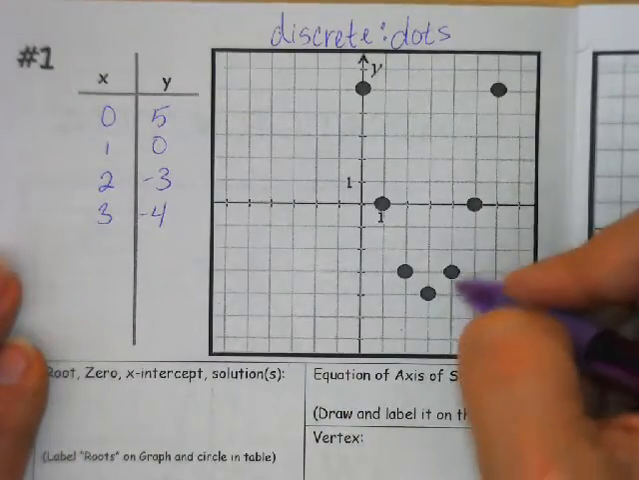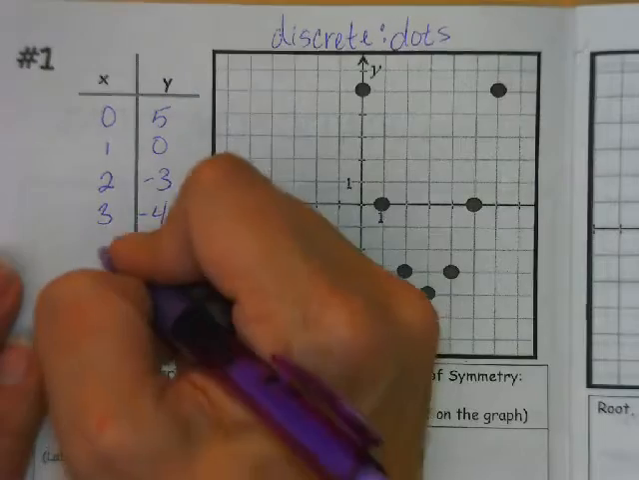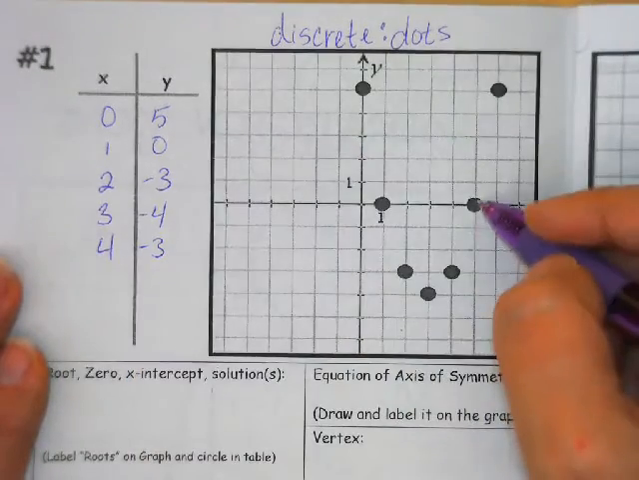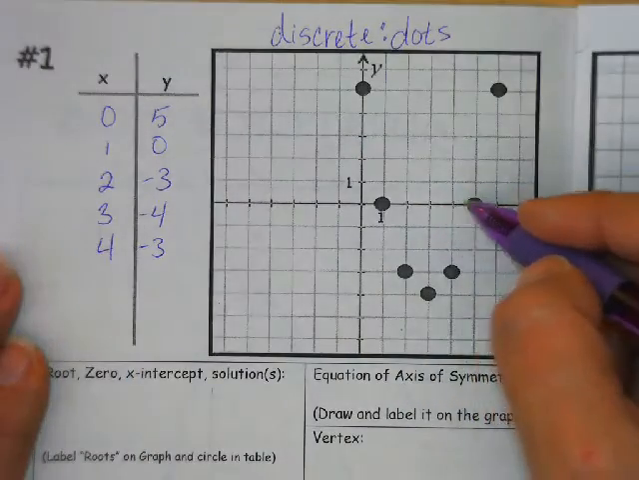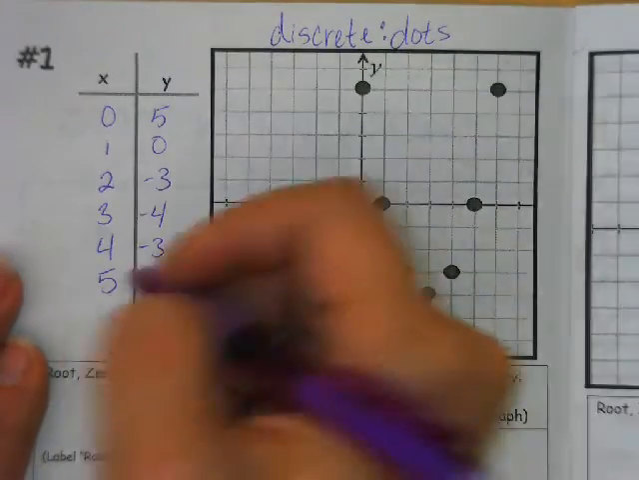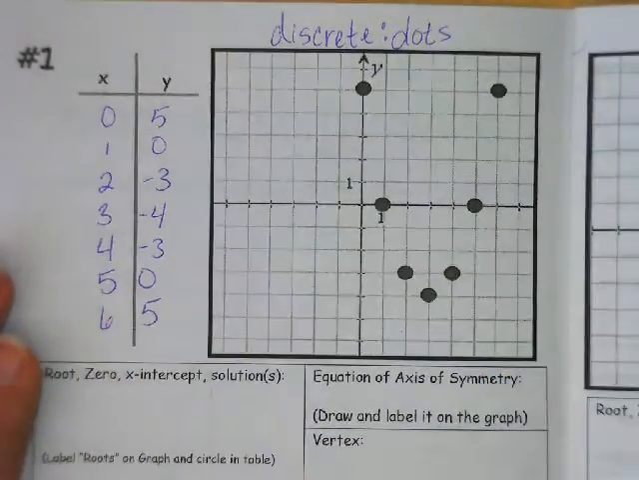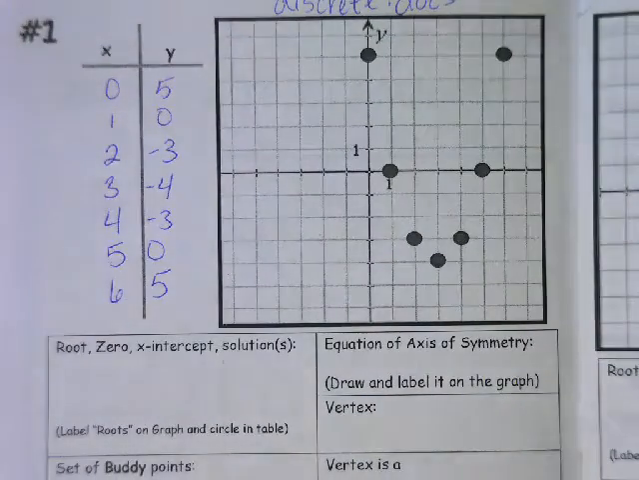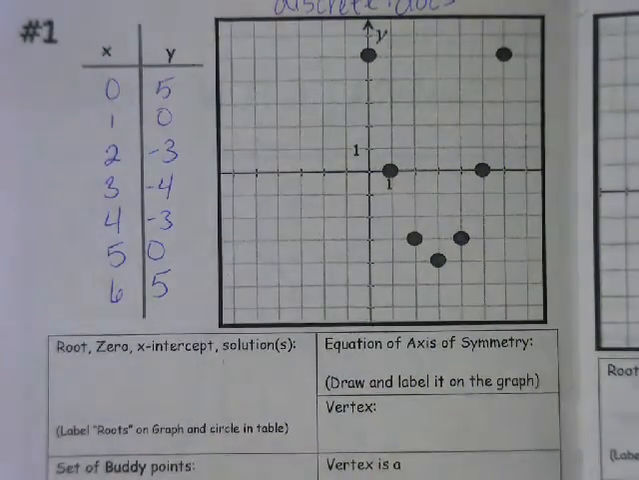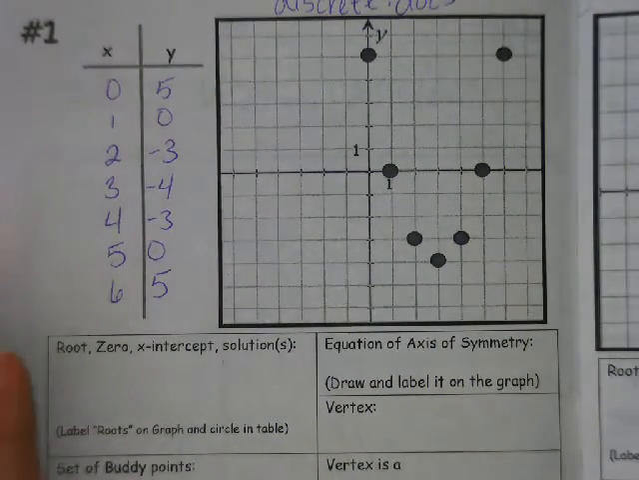And then look, it's going back up. So 4, negative 3. Do you see how it's going back up? So this should be 5, 0, and going back to 6, 5. When you write out a table for a quadratic, you're going to see that happen. What goes up must come down, or what goes down must come up. So things to keep in mind.